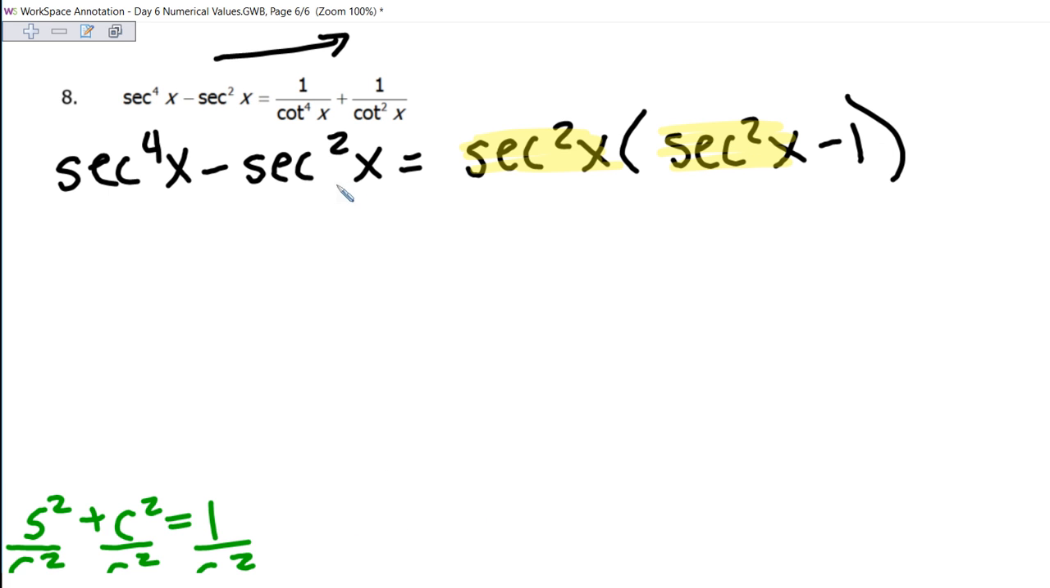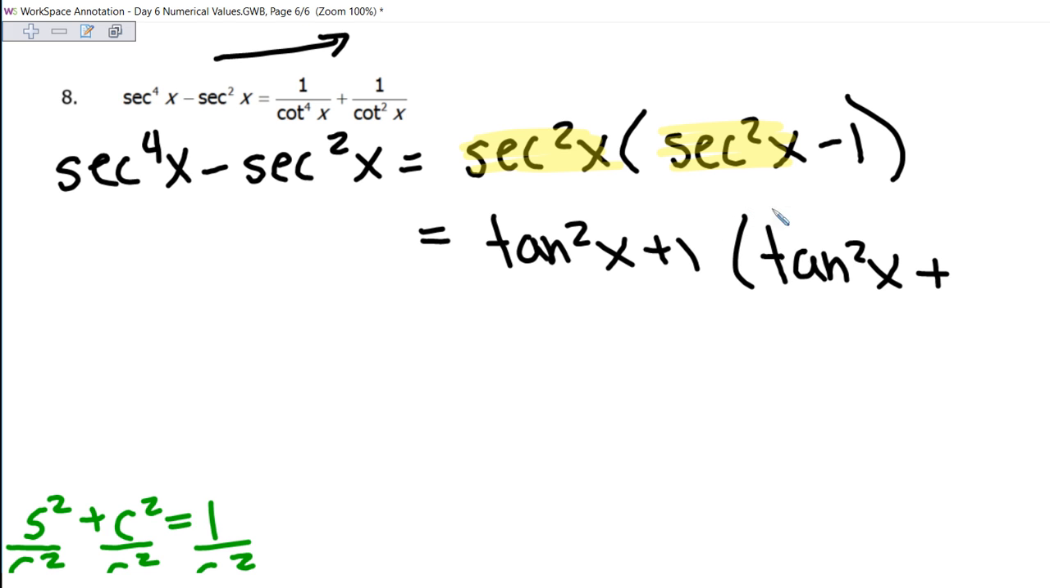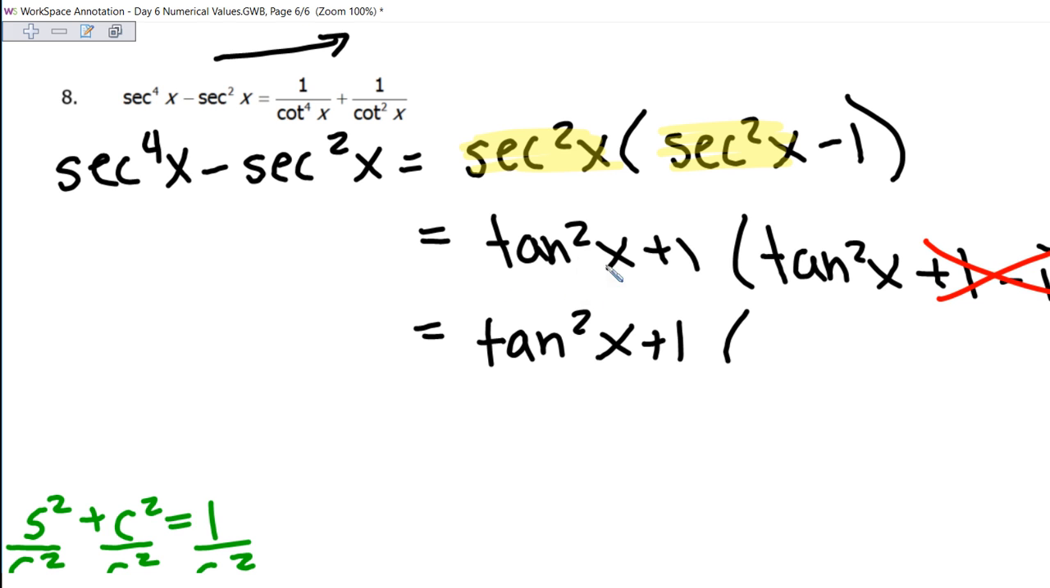So instead of secant squared, what do I need to put? Tangent squared plus 1. And inside the parentheses, instead of secant squared, tangent squared plus 1. And then what's behind that secant squared that we just replaced? Minus 1. So what happens there? Yeah, positive 1, negative 1. That's a zero pair. So that's just tangent squared of x plus 1 needs to be multiplied by tangent squared.